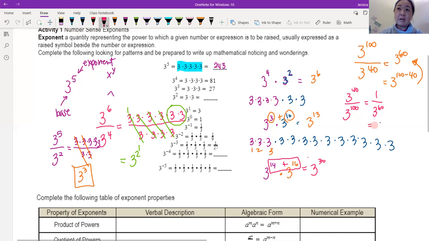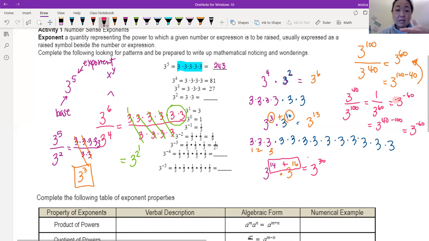So the other way we could have done it, we could have just done 40, the top number minus the bottom number, minus 100. Ooh, we get in the world of negatives, right? So it's 3 to the negative 60th power. So in essence, we're saying that this 1 over 3 to the 60th power is equal to 3 to the negative 60th power. So now we know what negative exponents do and where they came from.